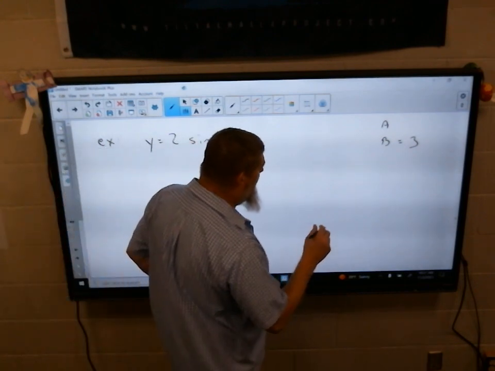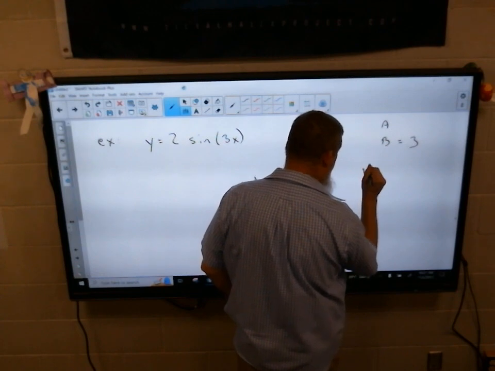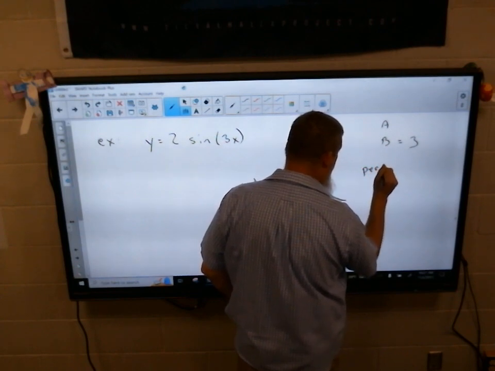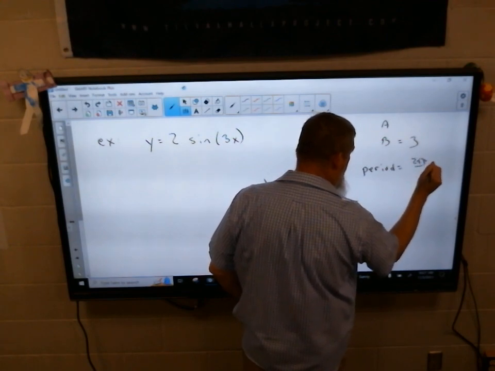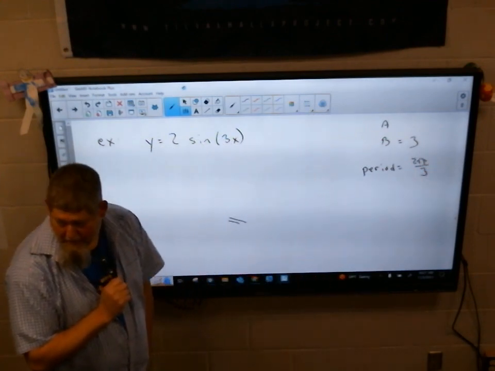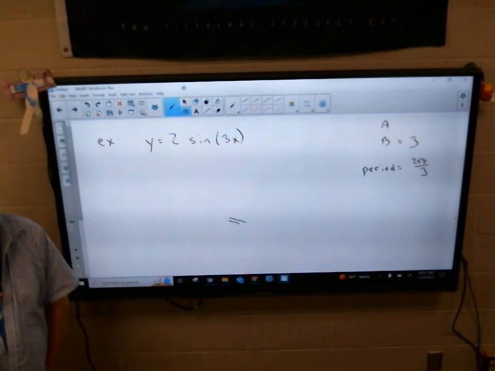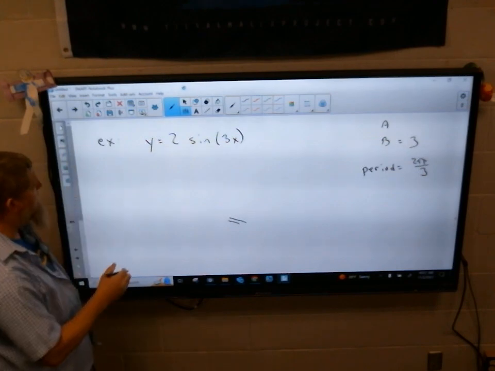All right, here we go. Pay attention. Remember, what did we say the period equals? 2 pi divided by B. 2 pi over 3. Because the period is 2 pi over b, and since b is 3, it's 2 pi over 3.